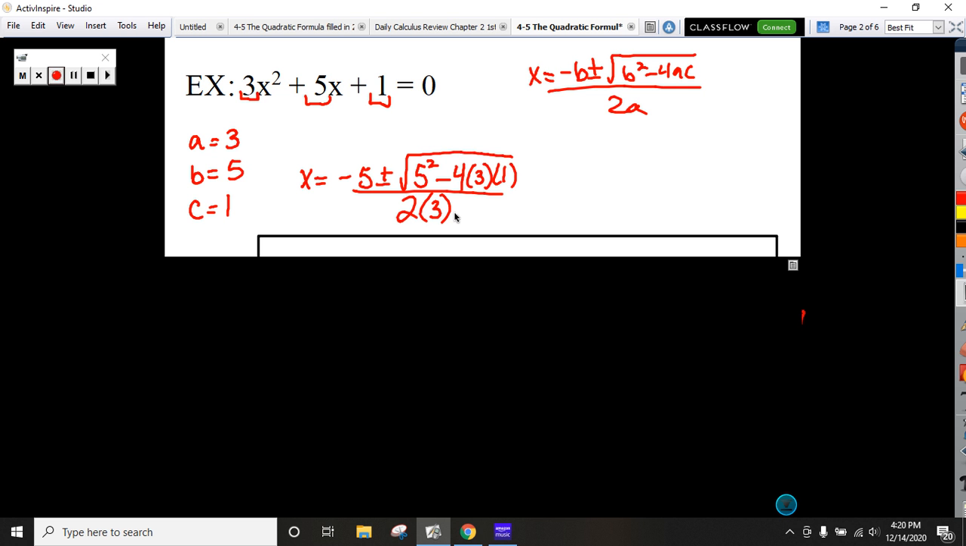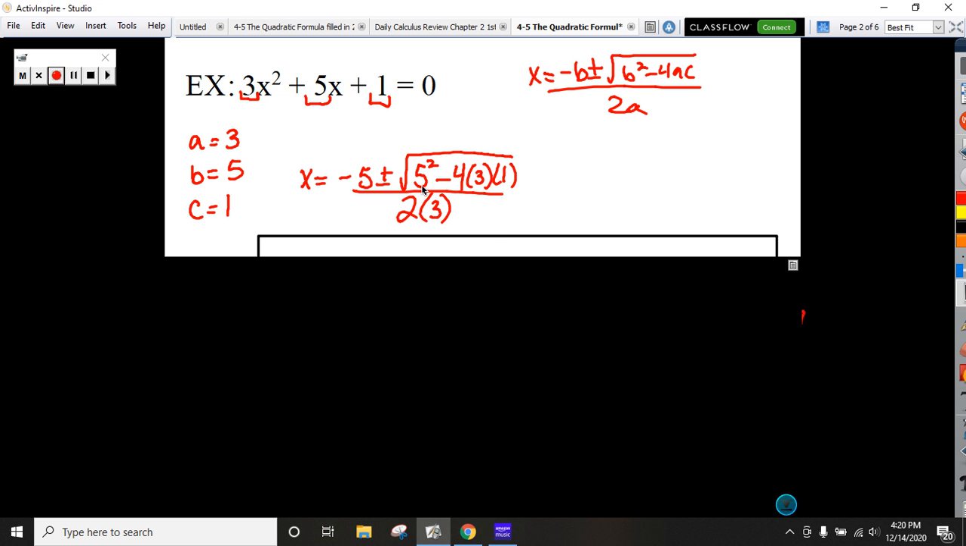and then it's all over 2A, so all over 2 times 3. So the first thing we're going to focus on is the square root part of the formula. We really need to be able to take the square root of this number before we can do anything with this other stuff that's in our formula. So that's the first thing we're going to focus on.